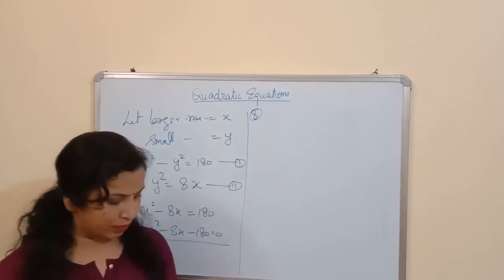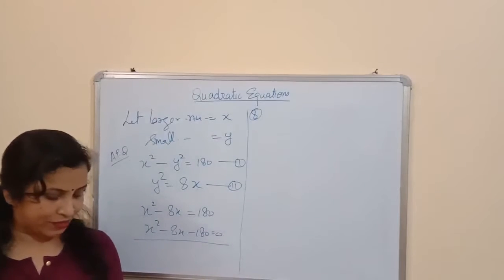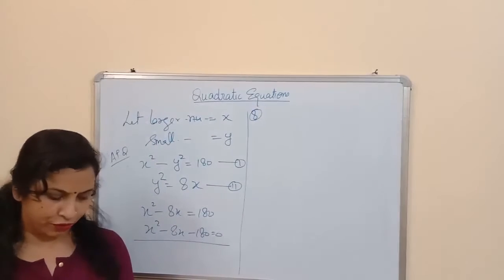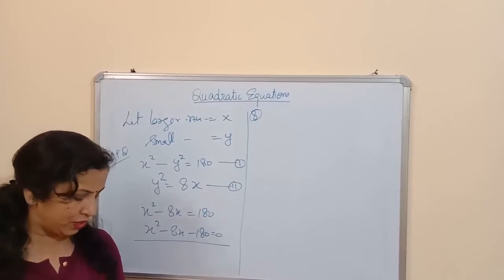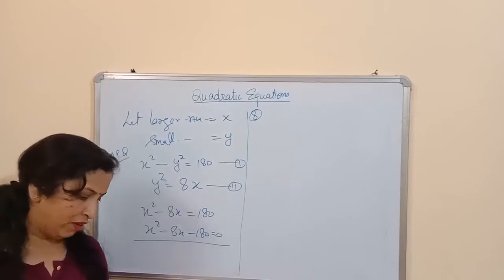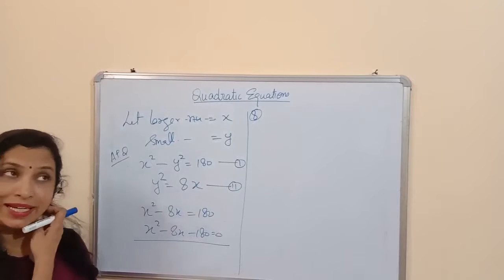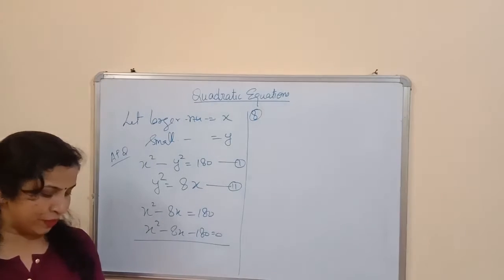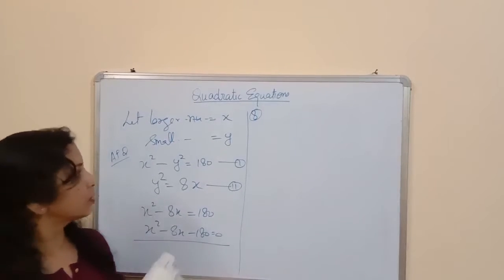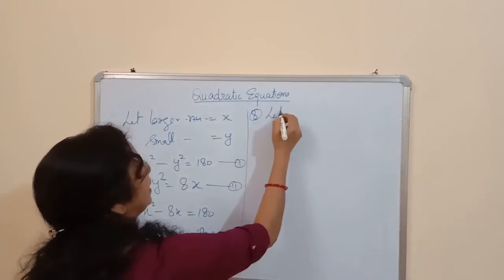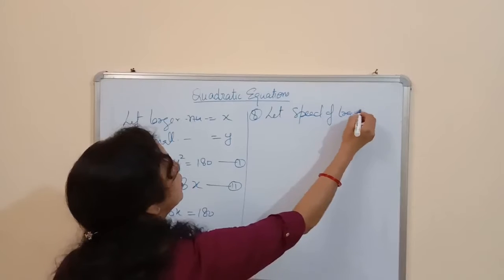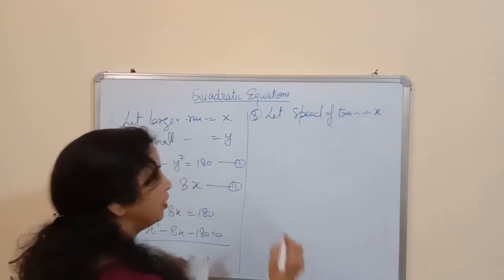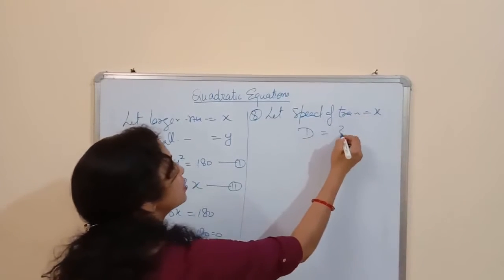Question number 8. A train travels 360 km at a uniform speed. If the speed had been 5 km per hour more, it would have taken 1 hour less for the same journey. Find the speed of the train. So let the speed of the train be x. The distance in the question is 360 km.